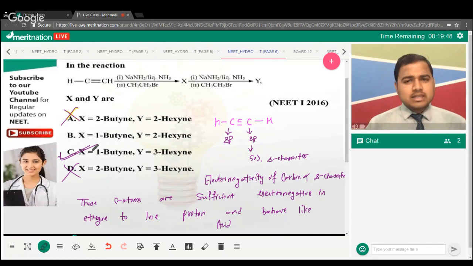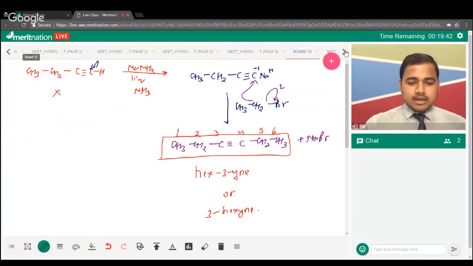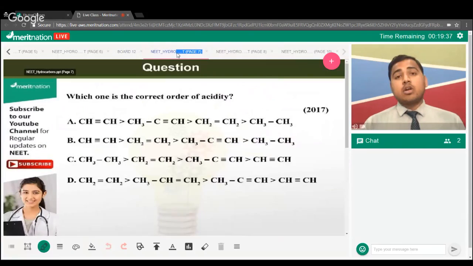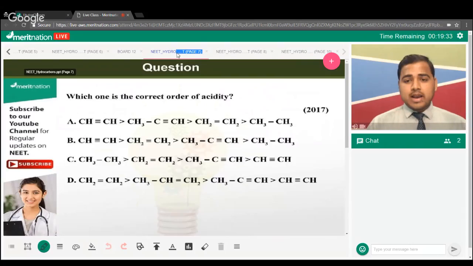So let's have a look at the next question. Okay, so finally the next question is: which one is the correct order of acidity? So once again this question is coming from the correct order of acidity. So the same concept that we just followed in the previous question, hybridization.